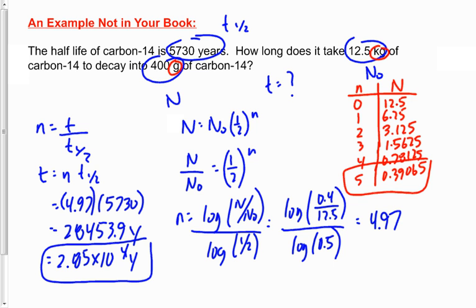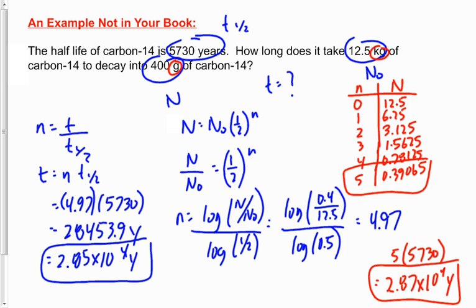All right, if I took that number now and I multiplied it by 5,730, 5 times 5,730, what do you end up getting? 28,650. So we're going to say 2.87 times 10 to the 4 years. Slightly different number, right? Slightly different answer. That's okay.